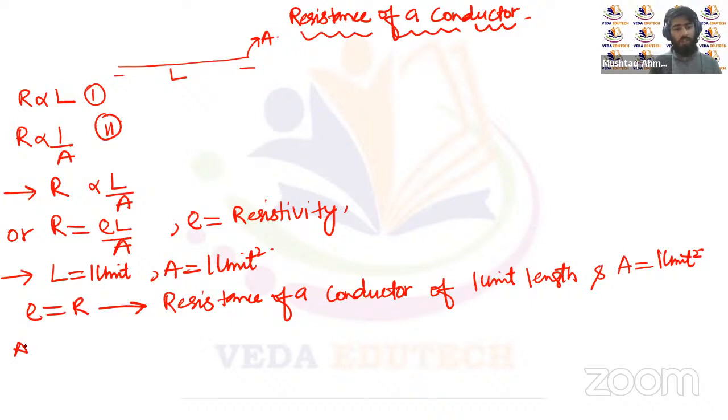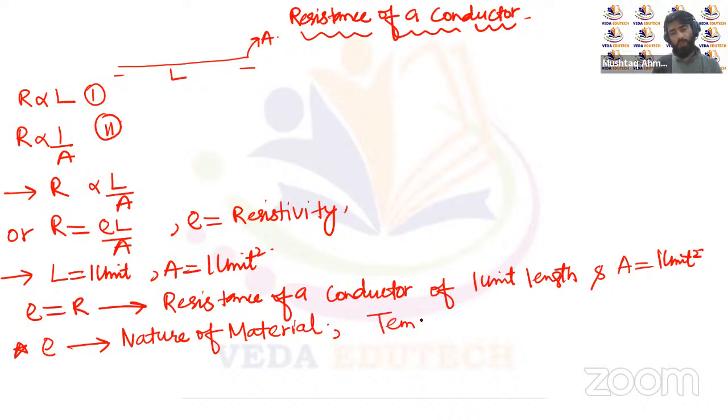Now this resistivity depends upon only two things. It depends upon the nature of material, and it also depends upon the temperature. So there are two factors on which the resistivity of a conductor depends. One factor is the nature of material. The second factor is the temperature.